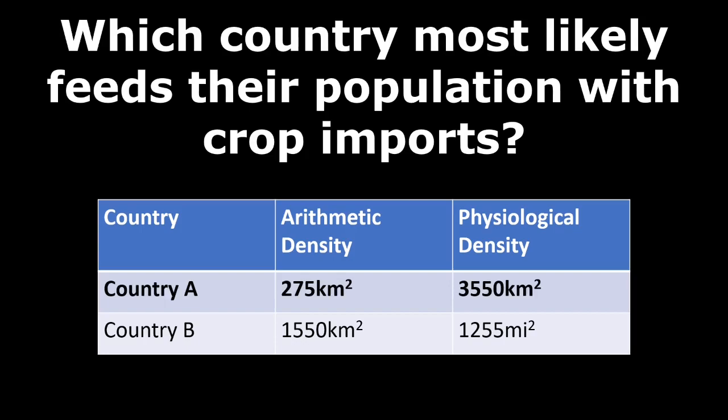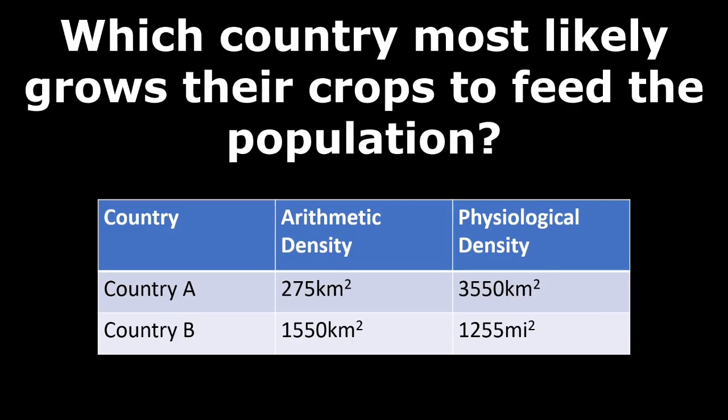If you said country A, you are correct. They have a higher physiological density, less space for farming with their population. So they're going to be importing more crops to feed and supply that population. Now, which country most likely grows their crops to feed the population? They're going to grow it themselves and create crop yield. Well, this is going to be opposite to the last one, country B. They have a lower physiological density and more farming space for its population.